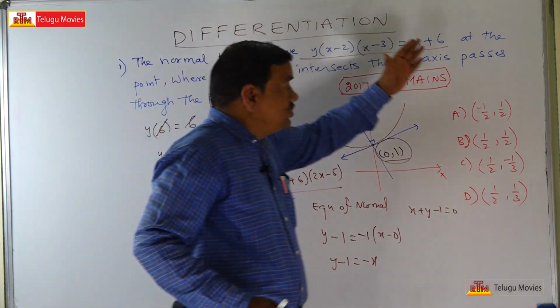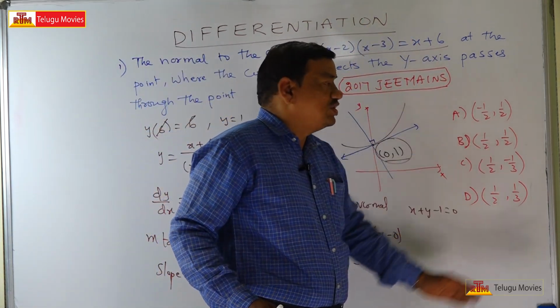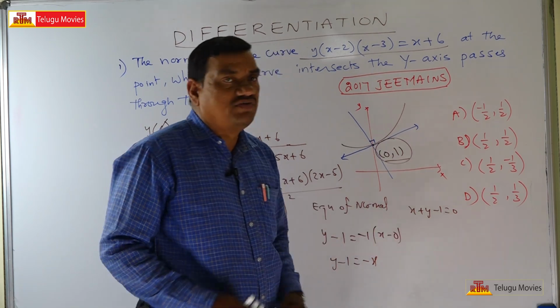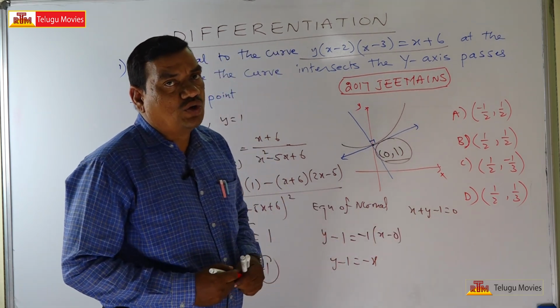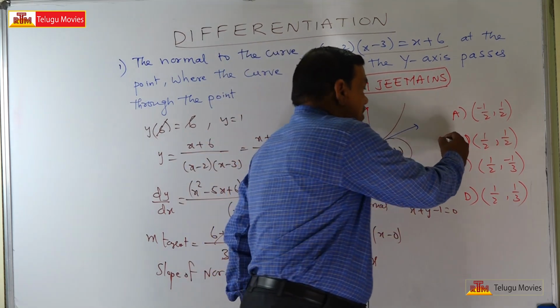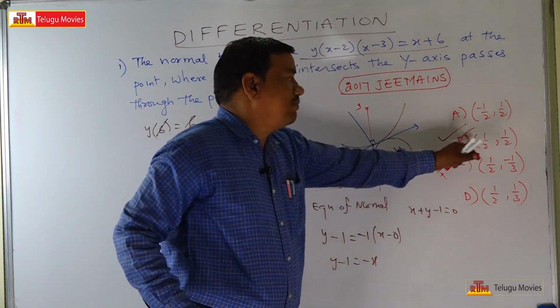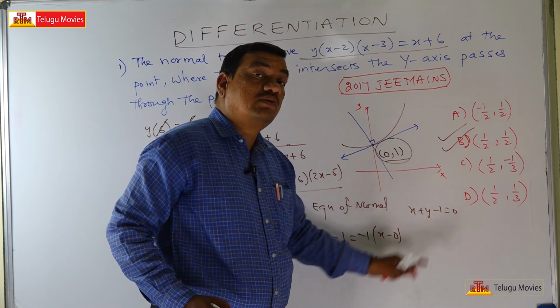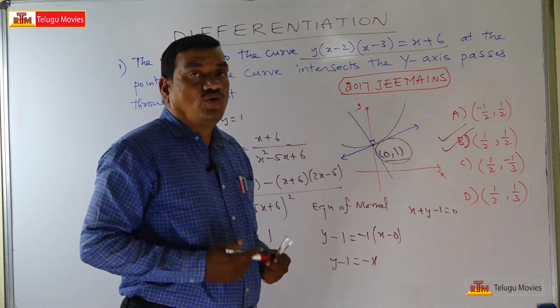Now, out of these points, which will satisfy this equation, x plus y minus 1 is equal to 0? Very clearly, option 2 is the right answer. 1 by 2 comma 1 by 2. 1 by 2 plus 1 by 2 is 1. 1 minus 1 is equal to 0.